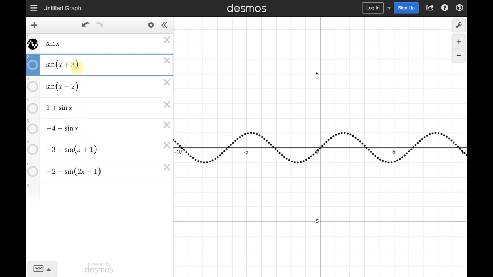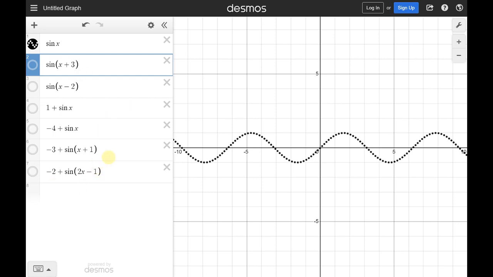I always think of phase shift or horizontal shift as requiring a number on the inside of the function. That's what I mean. Sine of x plus 3, x minus 2. I always think of this as an action happening inside of the function. Versus if you look at these two, 1 plus sine of x, negative 4 plus sine of x, you see how this is not inside; this is clearly outside of the function. That's an important distinction to make, and we'll talk more about that.